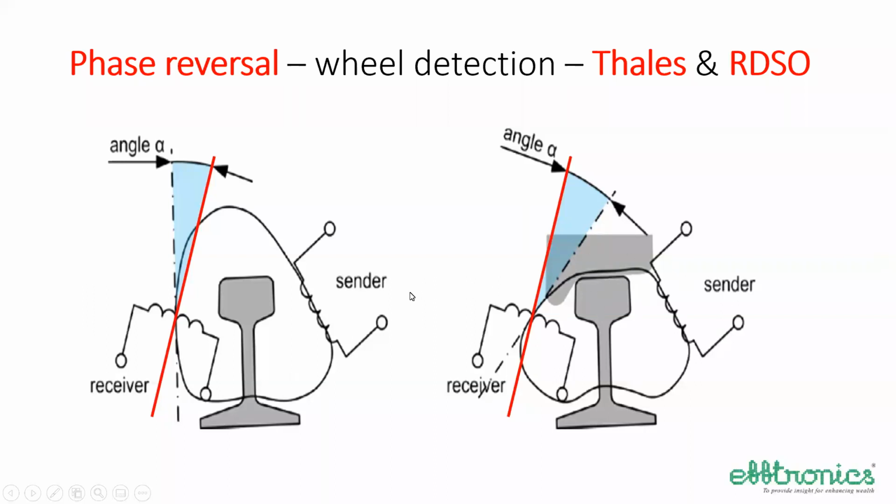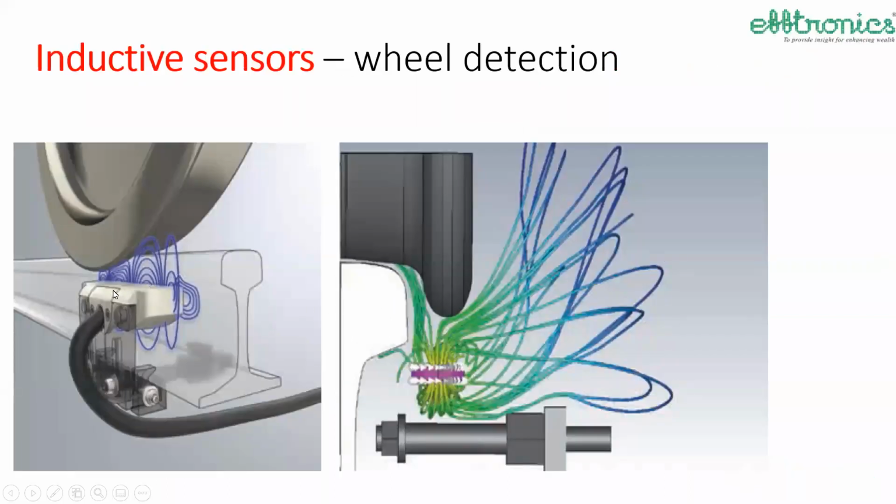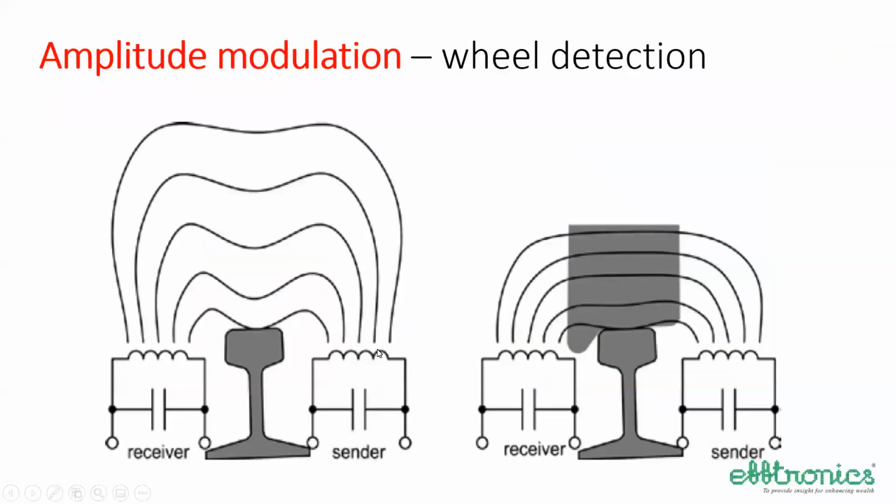flux. In this, both transmitter and receivers are provided only on one side. There is nothing on the other side. And you can see how the wheel is influencing the flux lines. Here, the basic principle of working is that the transmitter sends a signal. You can see this.